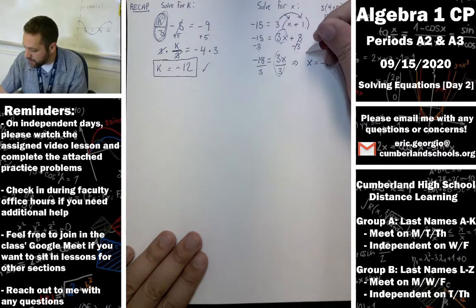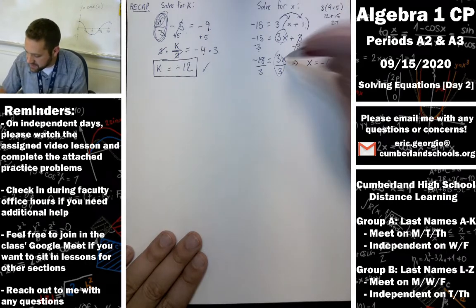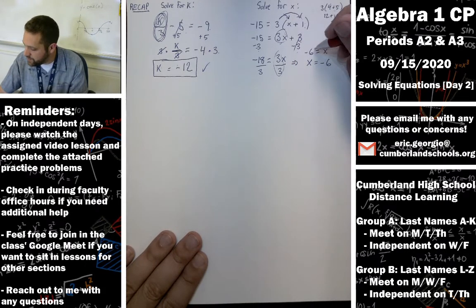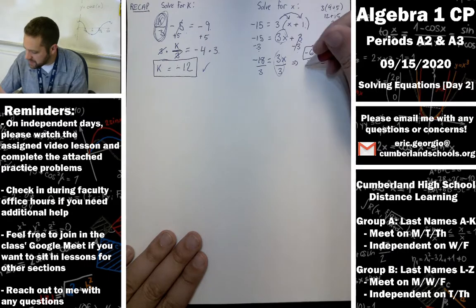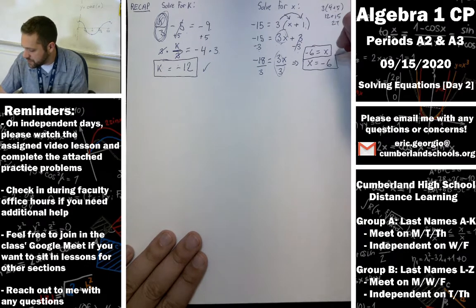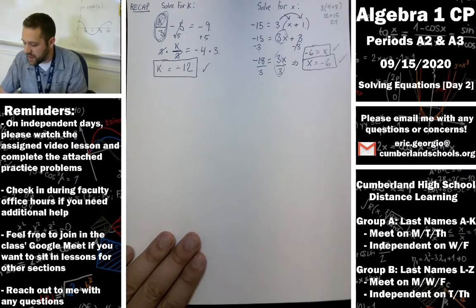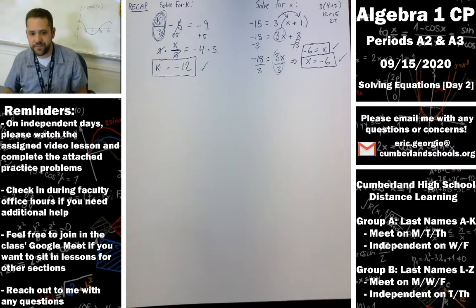Or really, to be consistent, you would say negative 6 is equal to x, because x stays on the right. But some people feel a little more comfortable always putting x on the left. Whatever you choose to do is absolutely fine. You're saying the same piece of information.